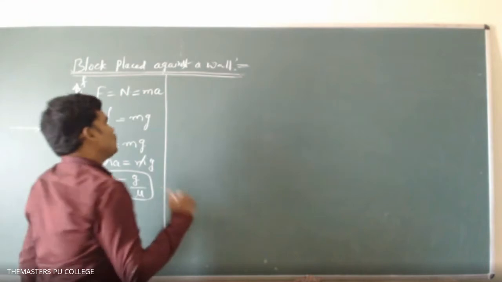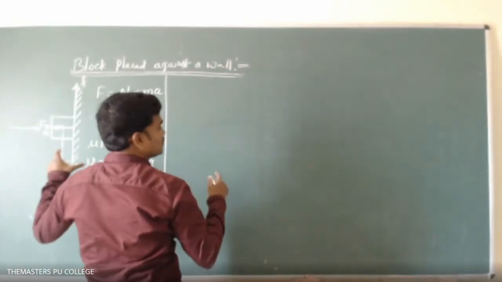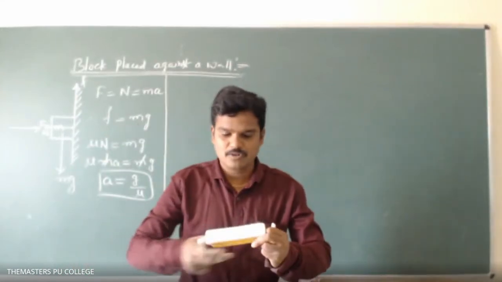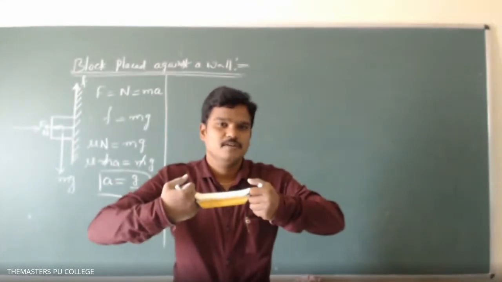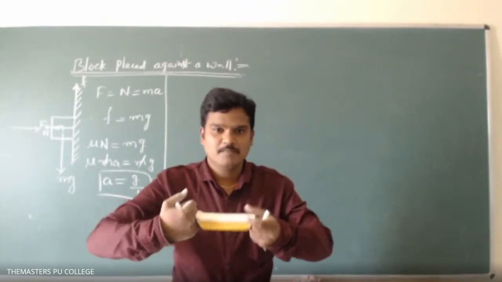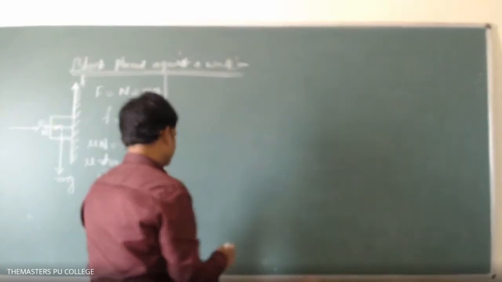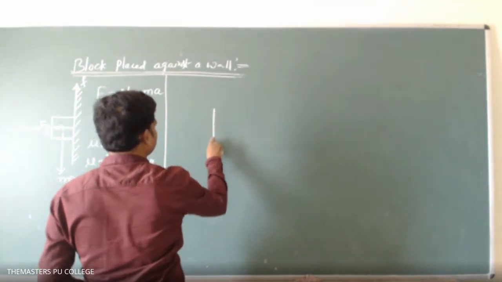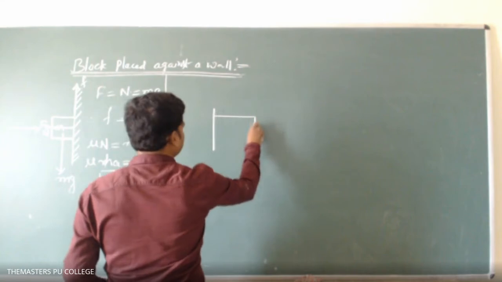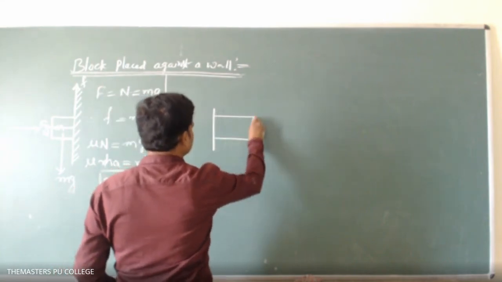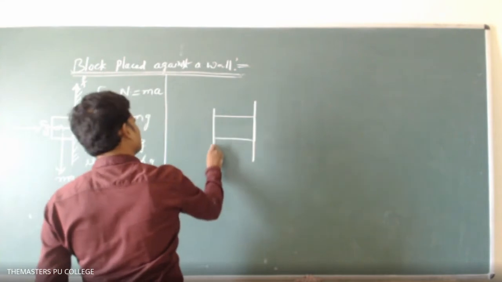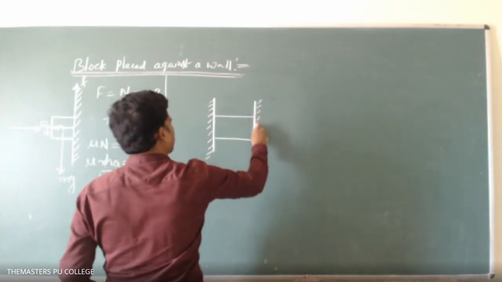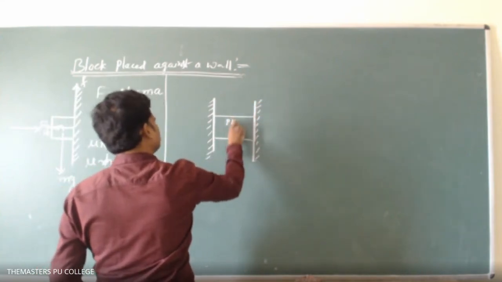Okay, now let us keep this block in between two hands. Press the block in between two hands. Or you place a book in between two hands and apply a force on the book. Let us suppose there is a block or a book, whatever it may be. See, this is the book. You can feel that physics book or anything.